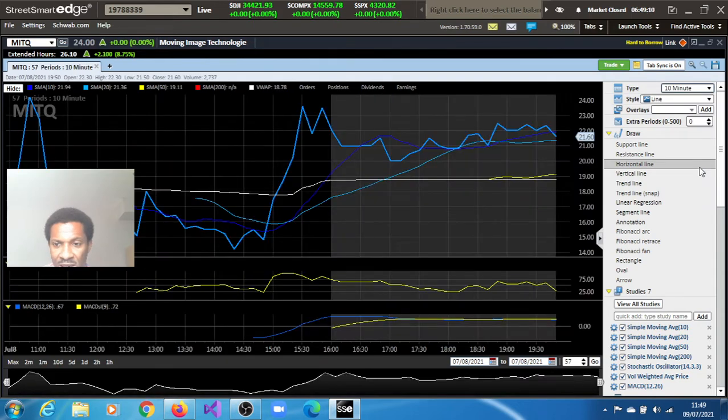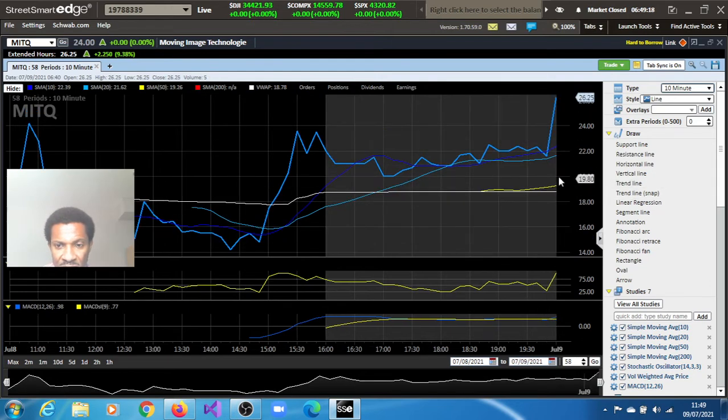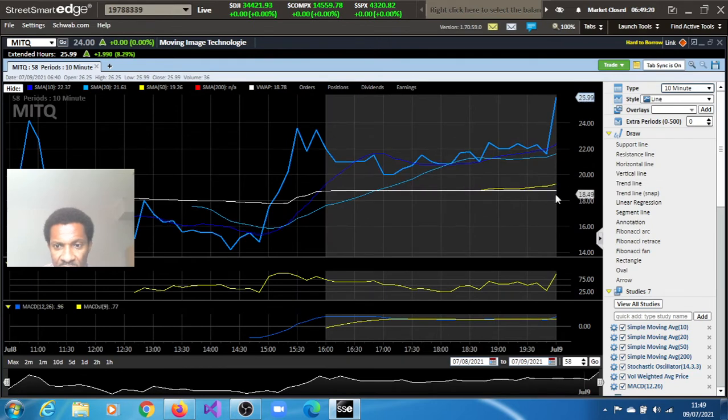This is the 10-minute model. It's also indicating it is still trading in between the 10 and the 20-day moving averages. Here we can see the 50-day moving average. We can also see the volume weighted average price. For the 10-minute model, it is very strongly bullish. The momentum is strongly bullish. So this is the 10-minute model.